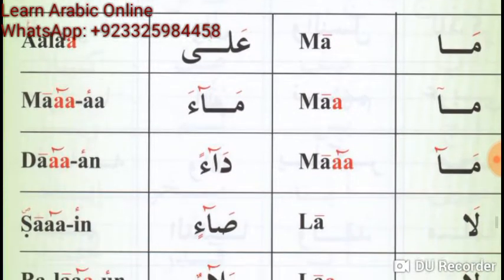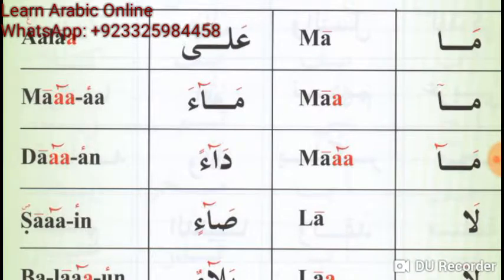For example, in the first word, we have alif madda, so it will be prolonged 2 times. Ma. Then we have small madda on alif. You see in the next symbol on the alif. This is called small madda. And it will prolong 2 times. Ma. Then we have big madda, it will prolong 3 or 4 times. Ma. Okay, so this is the difference between 3 maddas. Read these words.